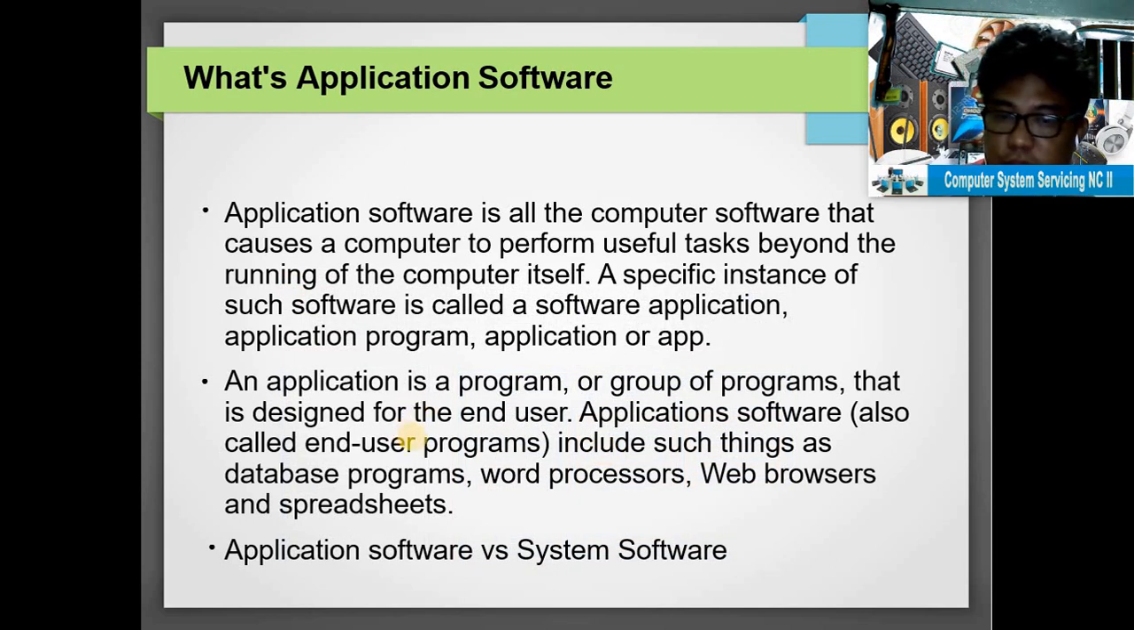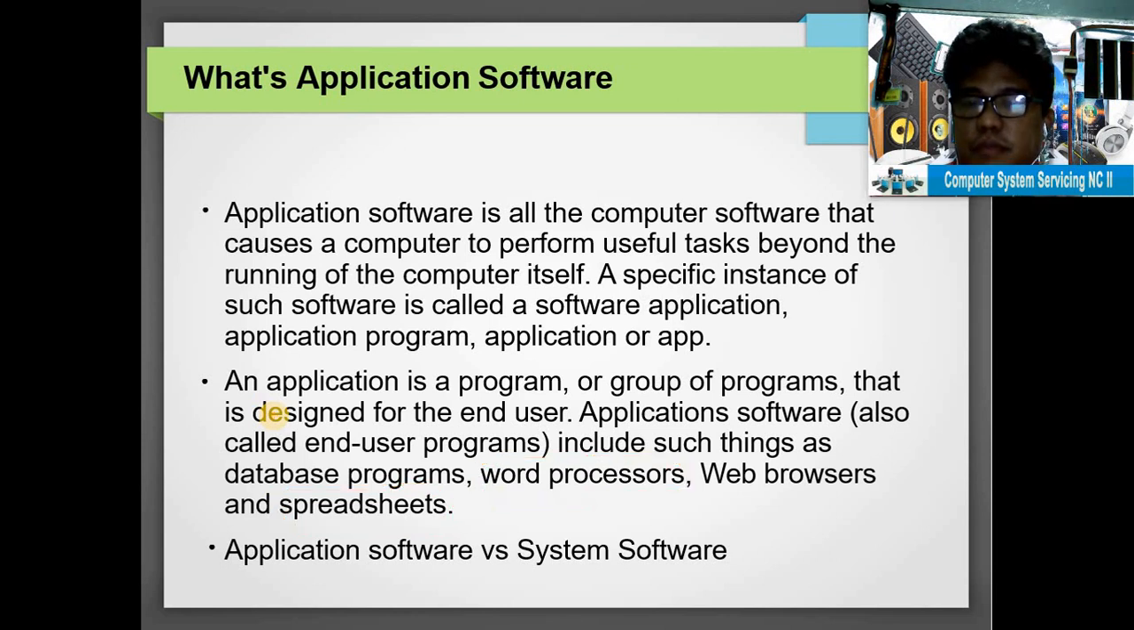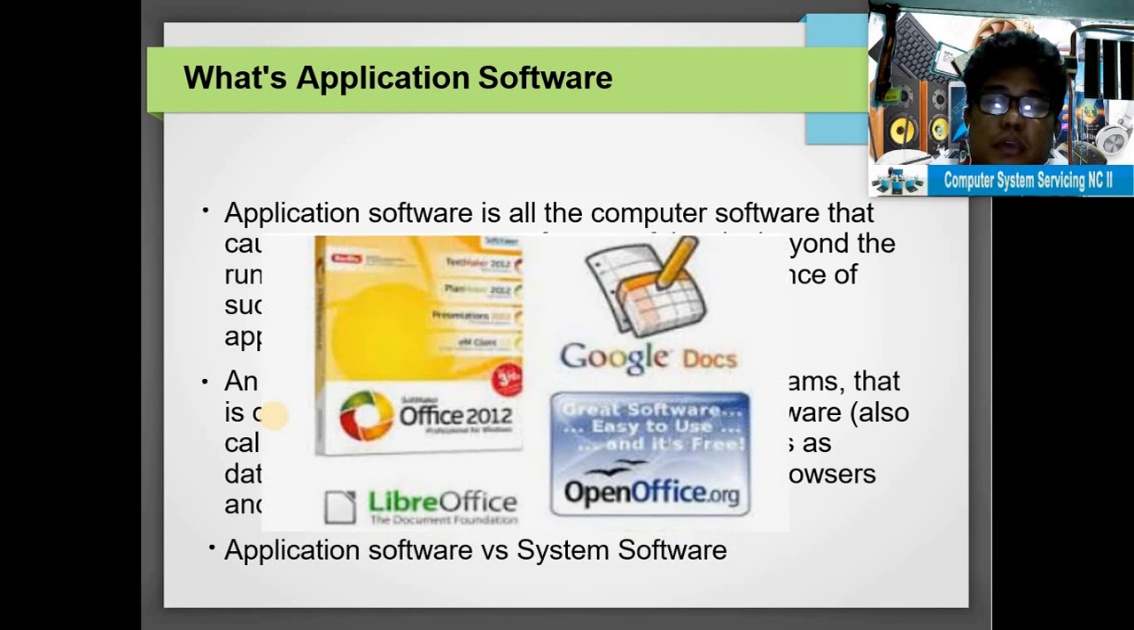And aside from database programs, we have word processors, and spreadsheets. So examples po ng word processors or spreadsheets. We have Microsoft Office. Here we have Office 2012. It includes Microsoft Word, Excel, PowerPoint, Access, etc. Then we have LibreOffice. Okay.